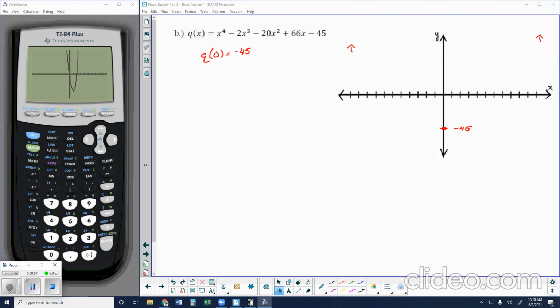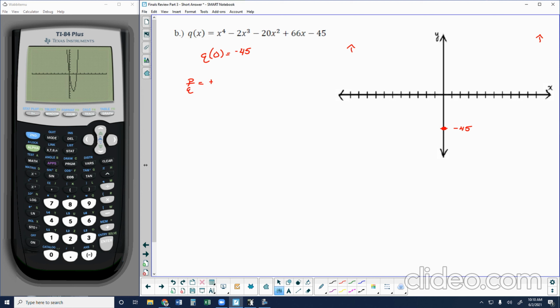To find the x-intercepts, I need to factor this polynomial. This polynomial cannot be factored using our generic methods like grouping or binomial distribution or any of those frequently used methods. It's a quartic with an odd number of terms, 5 terms. So what we're going to use is the possible rational roots theorem.